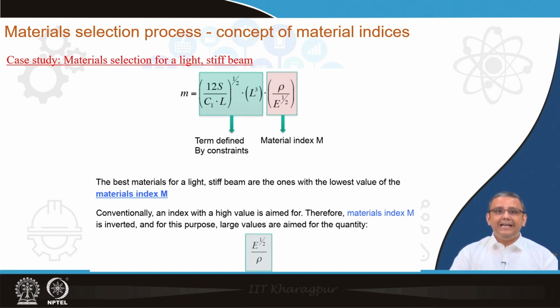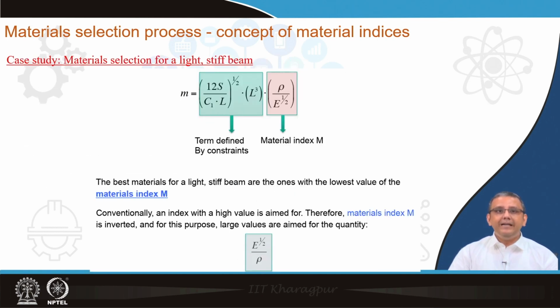Now, this material index, which is also given as capital M, is given to maximize something. Although in this expression it is given to minimize the mass, by minimizing rho over E to the power half, when it is expressed for material design purposes, it is written the other way around. That means you have to maximize the parameter E to the power half over rho. And how can this be obtained?